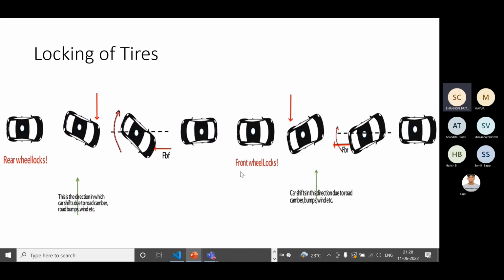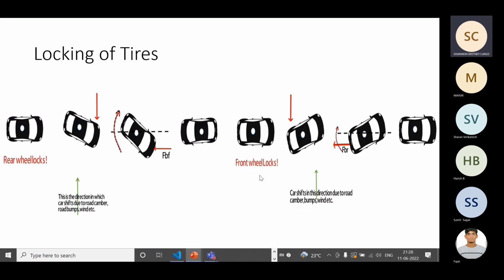But front wheel locks are also not preferable because they have an impact on the steering capacity. So the best option is to lock both of them together, the front wheels and the rear wheels together.